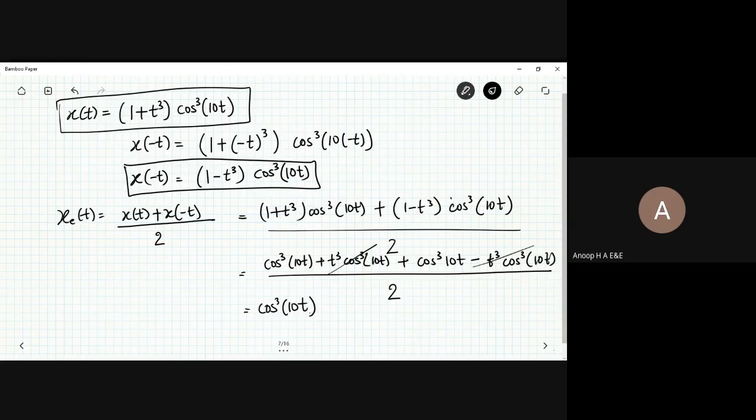So you get 2 times cos cube 10t, divided by 2, and you get the even component of the signal, x even of t, which is nothing but cos cube 10t. This is the even component of the signal that is present there.